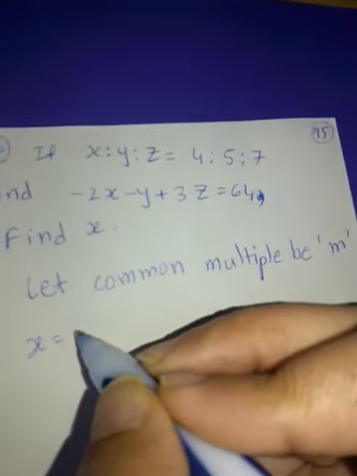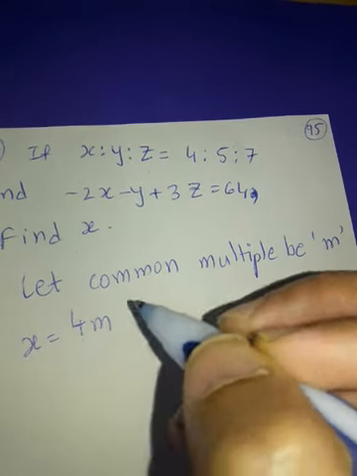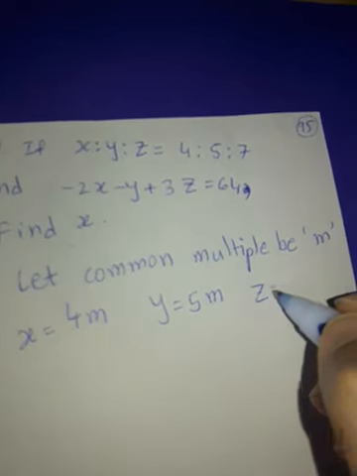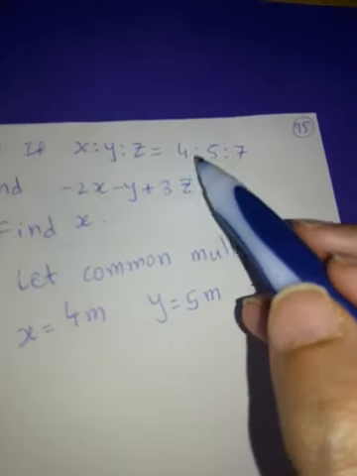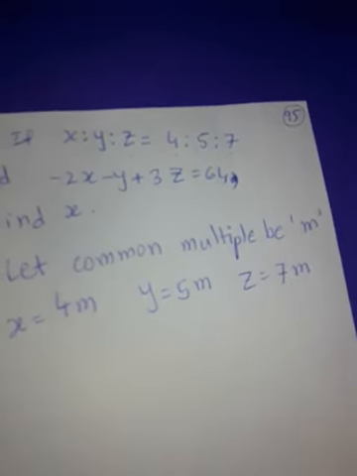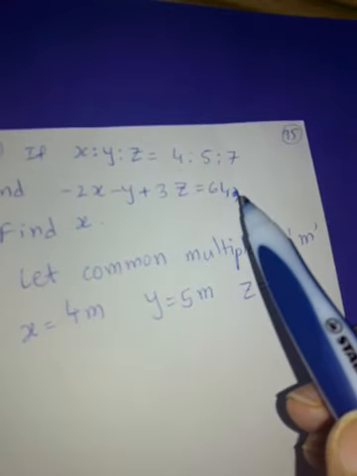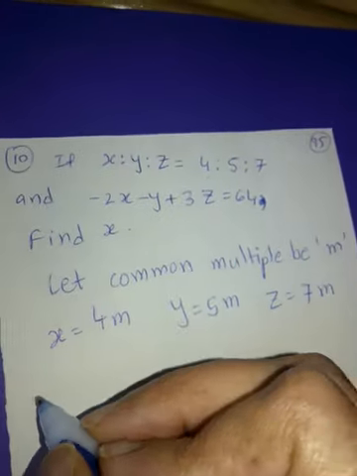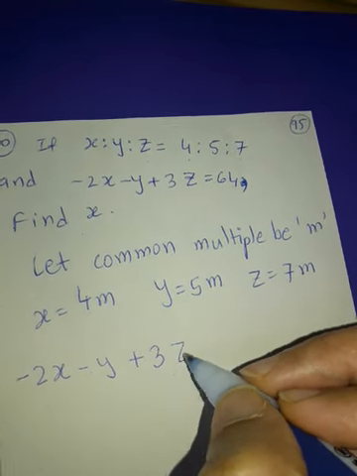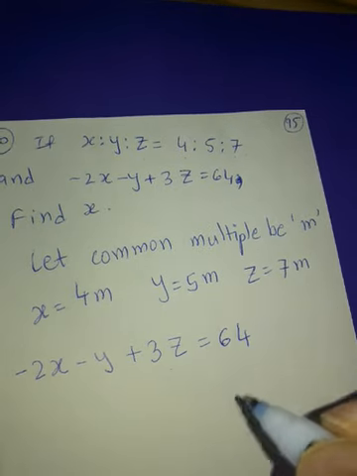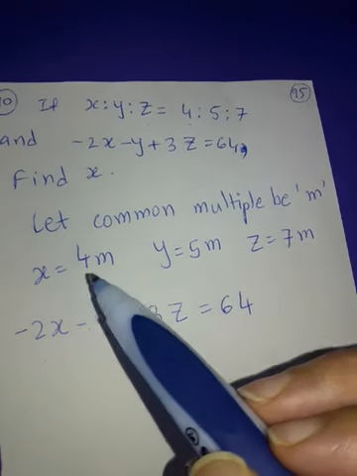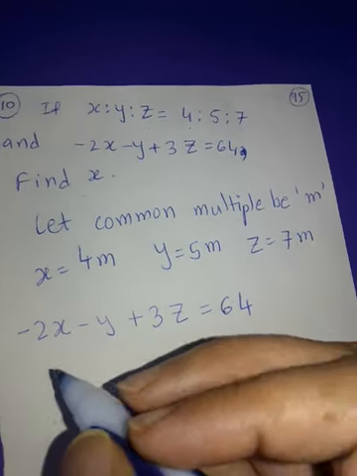So x will be 4m, y will be 5m, and z will be 7m. I multiplied every number by m by assuming it as the common multiple. Now this relation is given to me: minus 2x minus y plus 3z is equal to 64. Now everywhere I'll substitute in place of x, y and z. I will substitute these values.